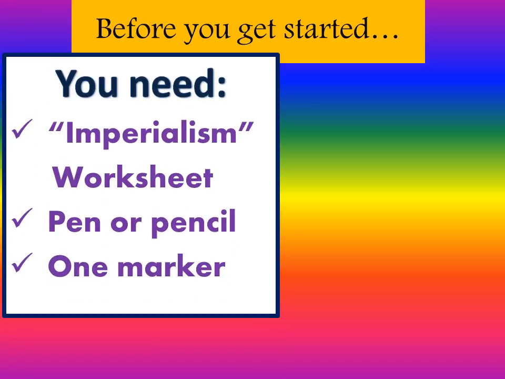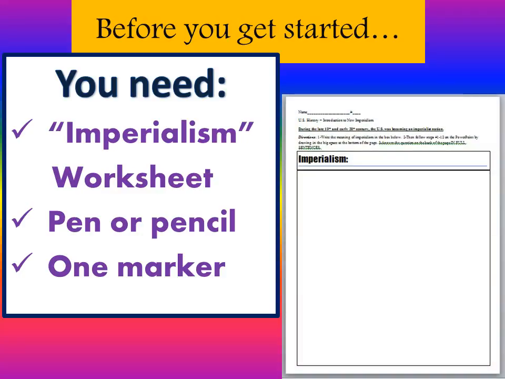So, to get us started, we need a few things. You need the Imperialism worksheet, and it looks like this right here. You also need a pen or pencil, anything you can write with, and then one marker. It doesn't have to be a marker. It can be a colored pencil or something. It just needs to have a color, any color that you want. Okay, so make sure you have those three things: the worksheet, something to write with, and then a color.